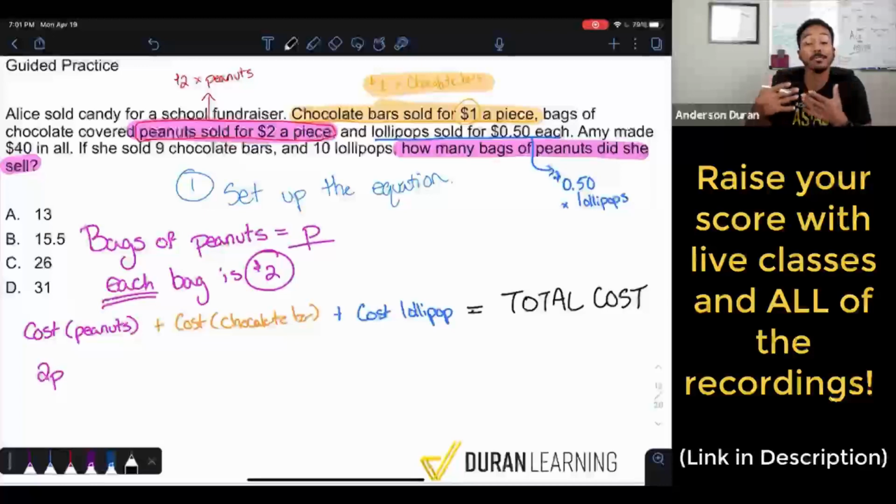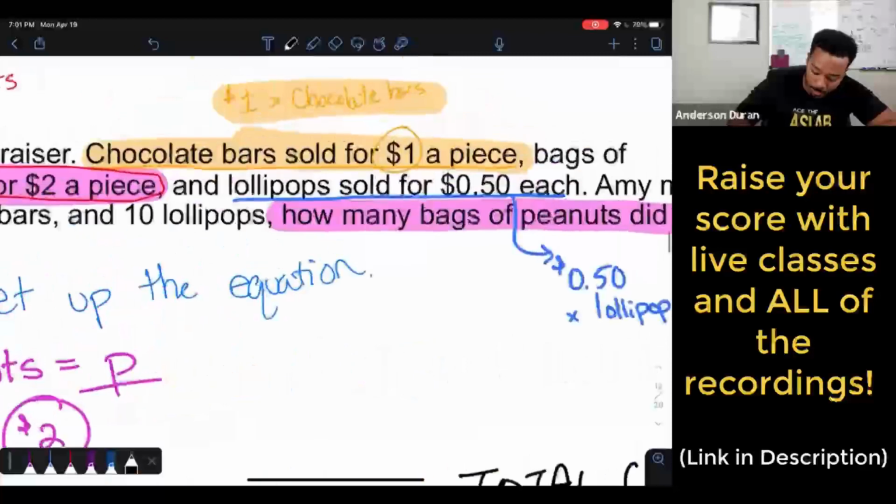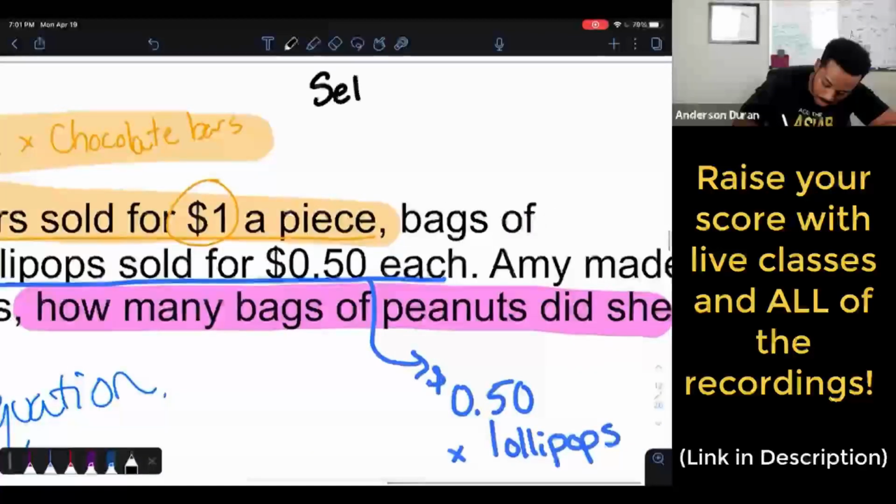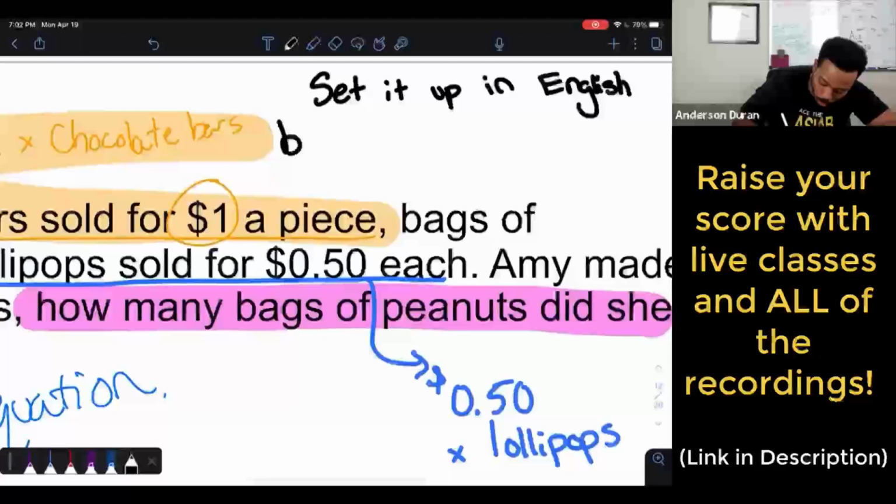So that's what I'm saying. Talk about it in English first, because that's what's going to drive your equation. So write that down if you didn't write that down first. Please do. Again, set it up in English before you set up an equation. Set it up in English before you set it up with math.